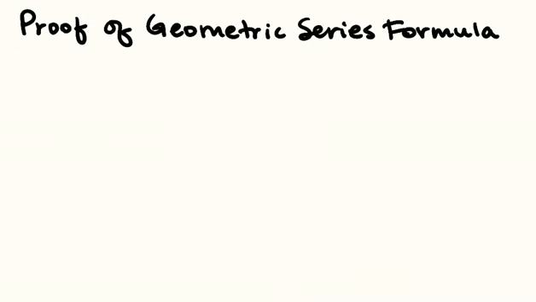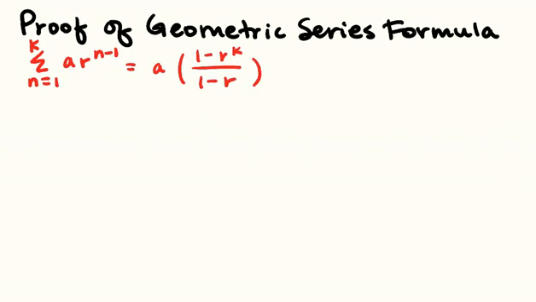Now, the last thing I'm going to do is prove these formulas for you. Okay, so I'm over here, and I'm saying that the sum from n equals 1 up to k, the partial geometric series, is equal to that first term times 1 minus r to the k over 1 minus r. Okay. And what I'm going to do is actually write out the terms of the series. I'm going to say S equals A plus A times R plus A times R squared all the way up to A times R to the k minus 1.